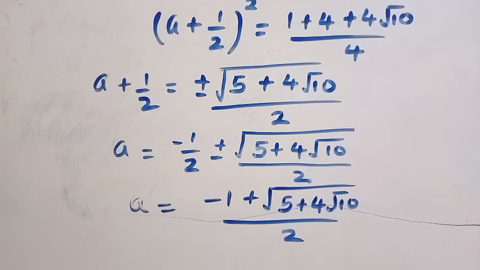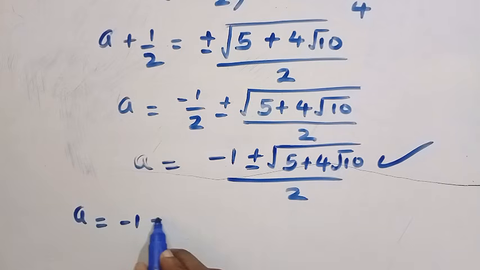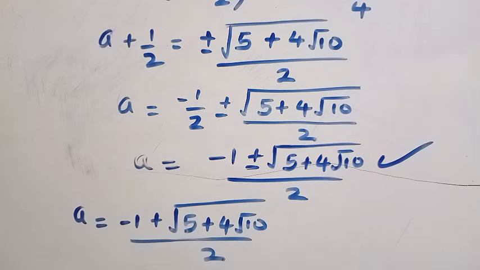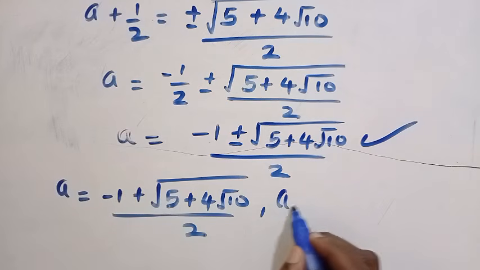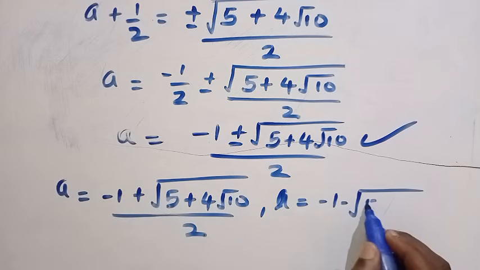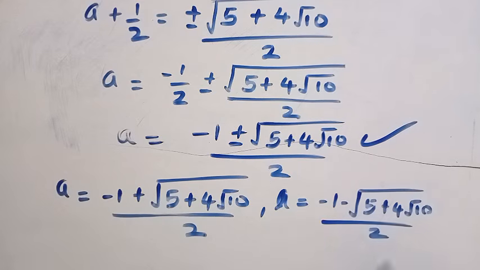This is our first solution, and if you see this, we observe that they are real numbers, with two different values. So the first one is a equals minus 1 plus the square root of 5 plus 4 square root of 10, divided by 2. And also, we have another, a equals minus 1 minus the square root of 5 plus 4 square root of 10, divided by 2.